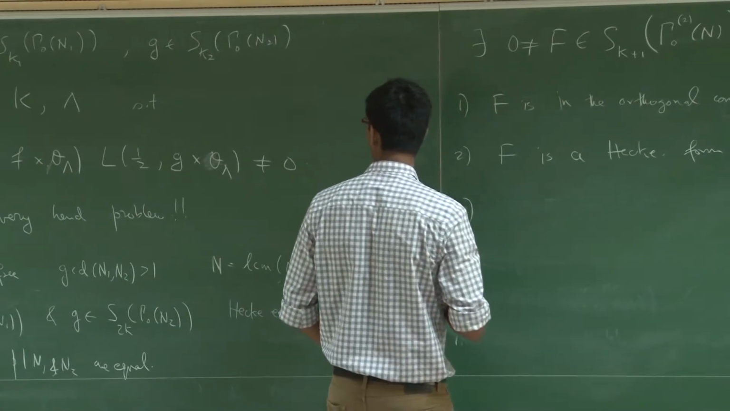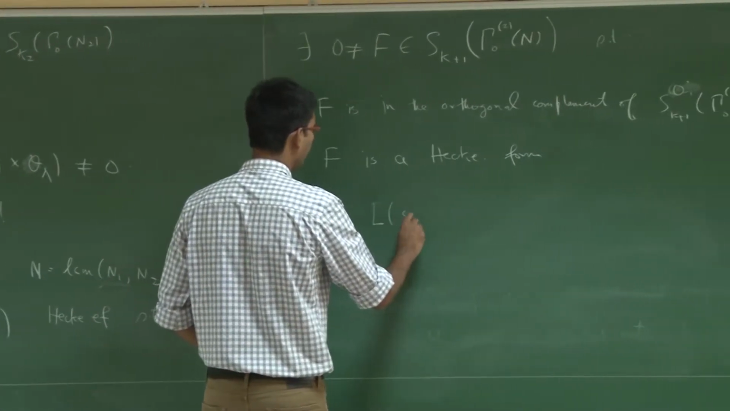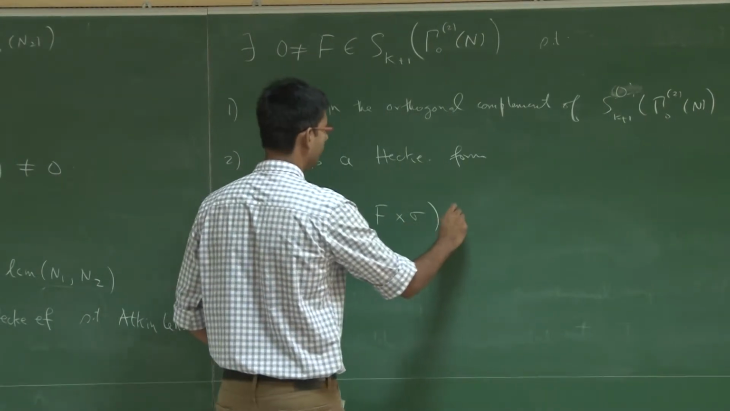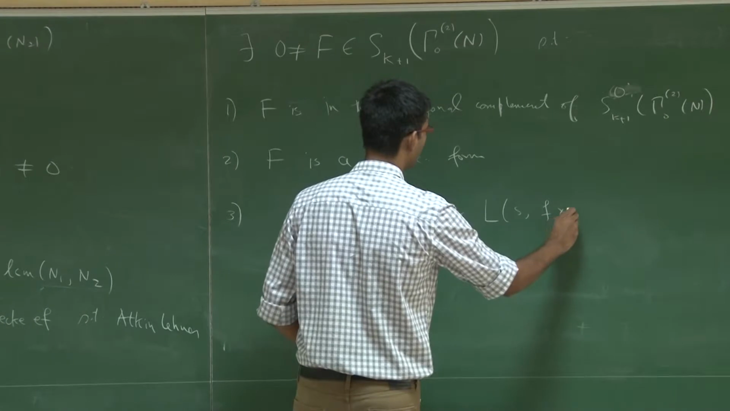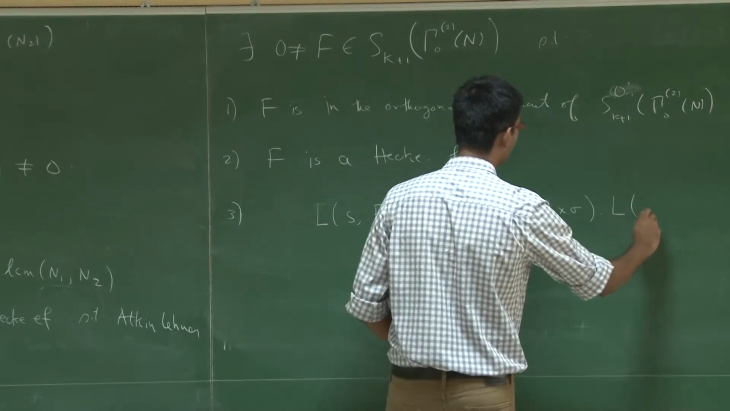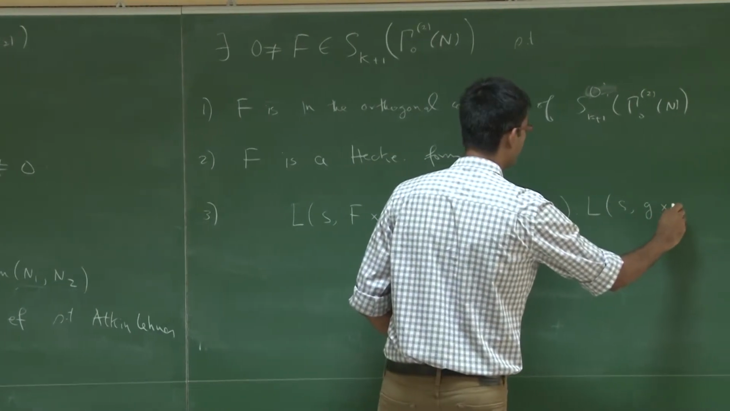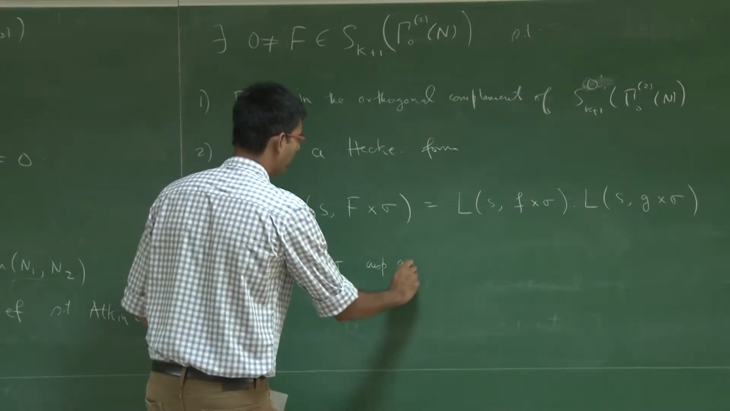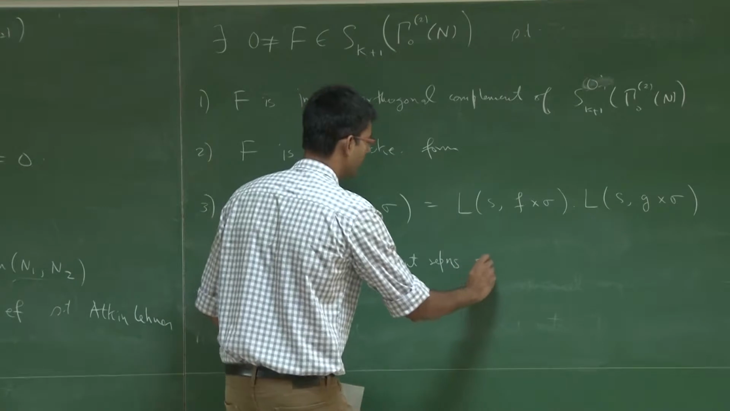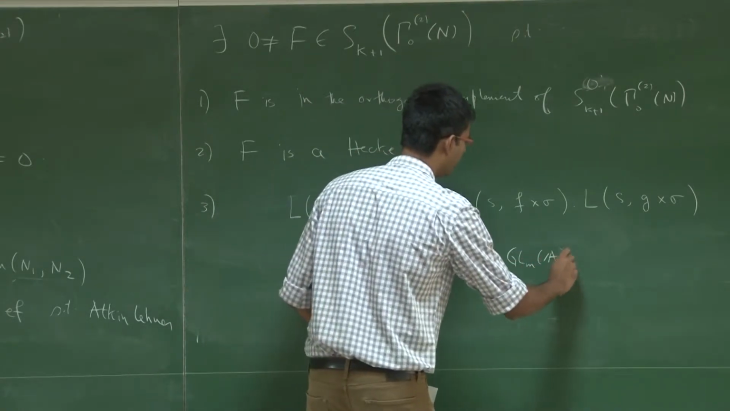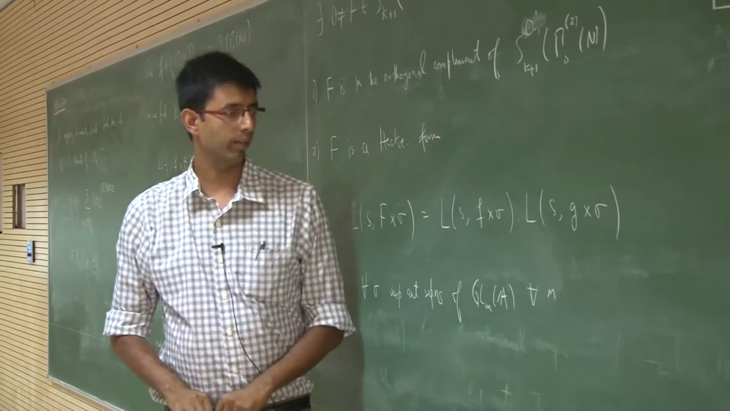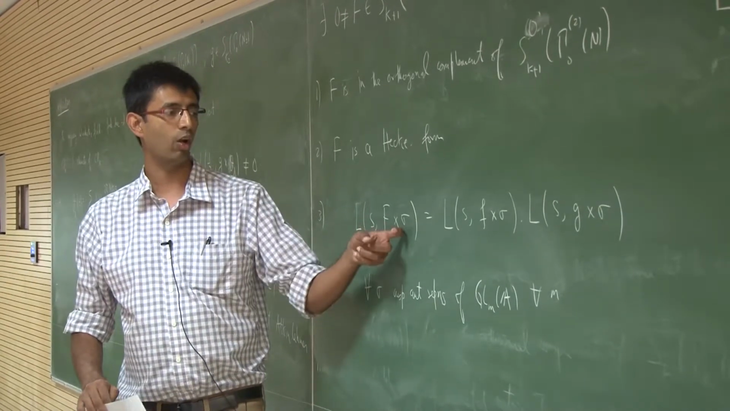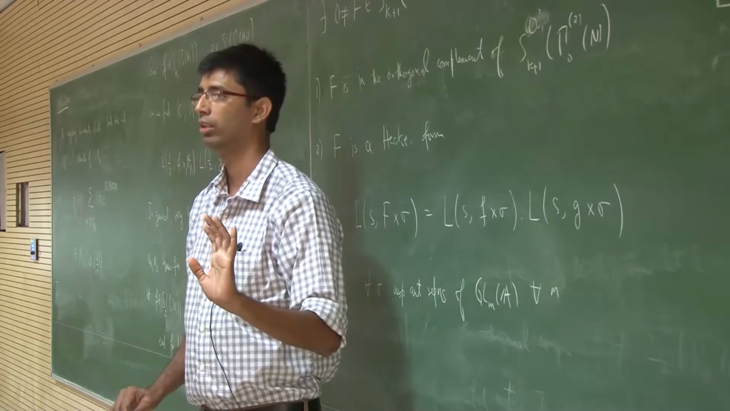How should I write this? L_s of f cross sigma is L_s of little f cross sigma times L_s of g cross sigma, for all sigma cuspidal automorphic representations of GL_m, for all m. So whatever you want to throw in, it's fine. If you take the cross here, it factors.